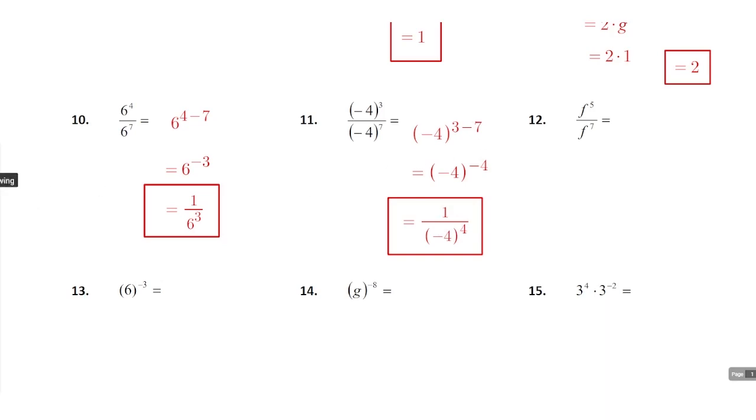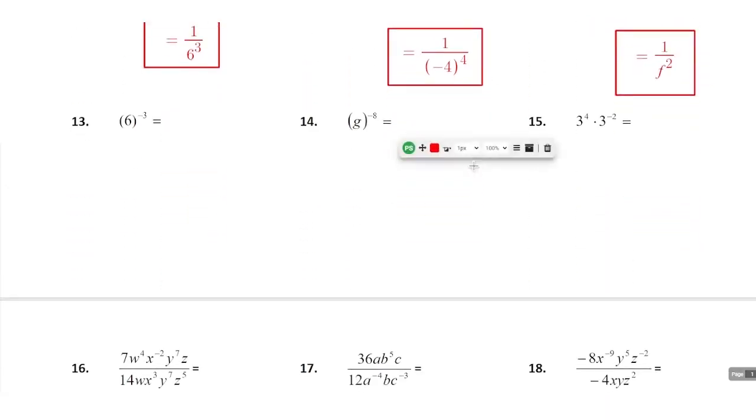Number 12, f to the 5 over f to the 7 is going to be f to the 5 minus 7. 5 minus 7 is negative 2, so we get f to the power of negative 2. Now, just like with the last one, we can't leave it like that, unfortunately. So we're going to rewrite this as 1 over f to the positive 2. So 1 over f squared.